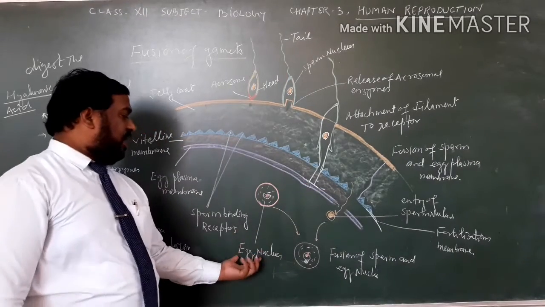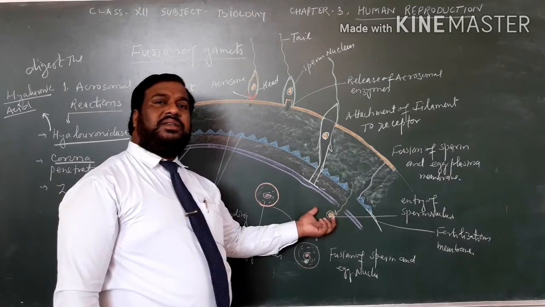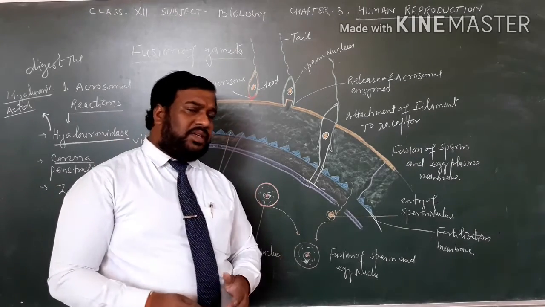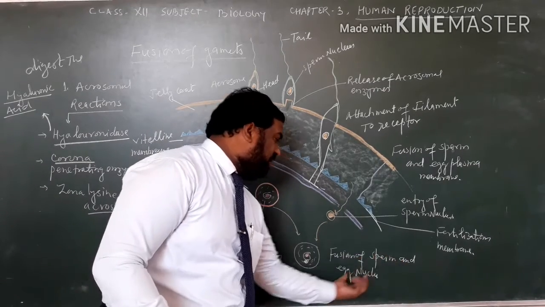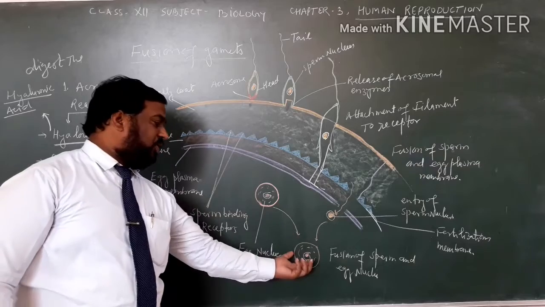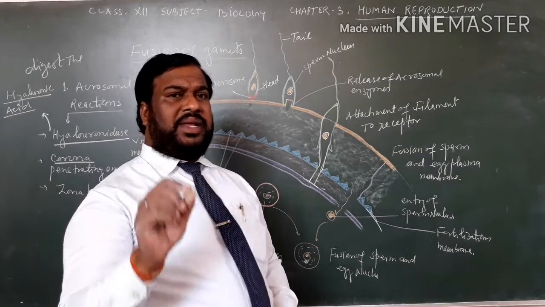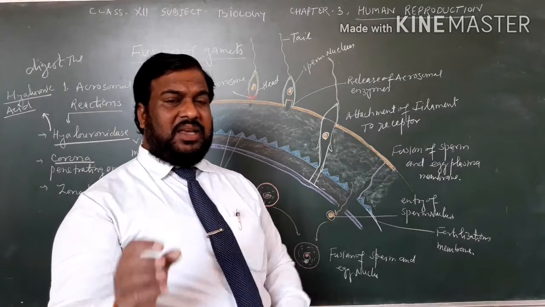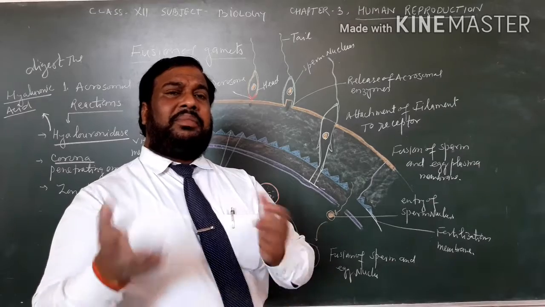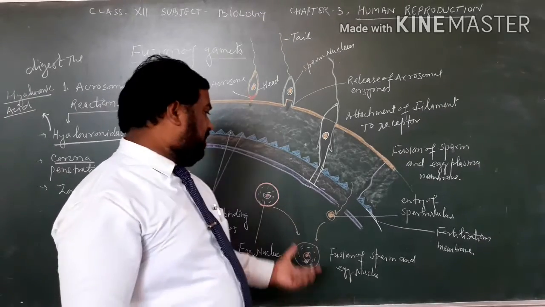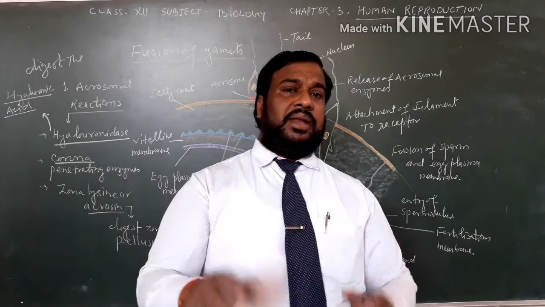So here is the egg nucleus and this is the sperm nucleus. Both are haploid in nature and can fuse together. Fusion of sperm and egg nuclei. So both nuclei are fused together. This phenomenon is known as amphimixis, means mixing of two nuclear materials, or their genetic material, to form the zygote, and this zygote is diploid in nature.